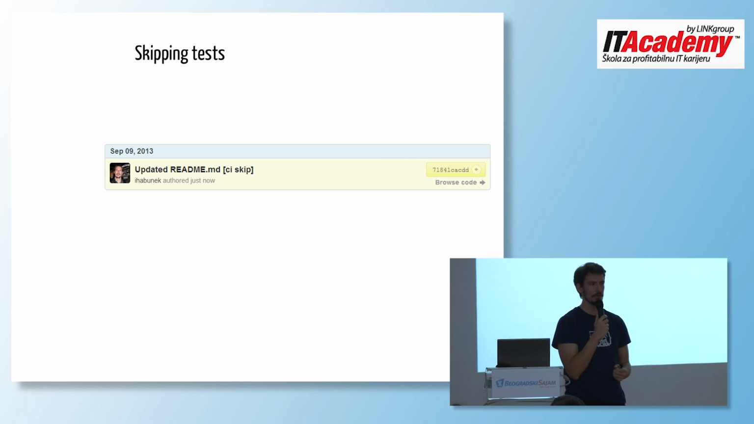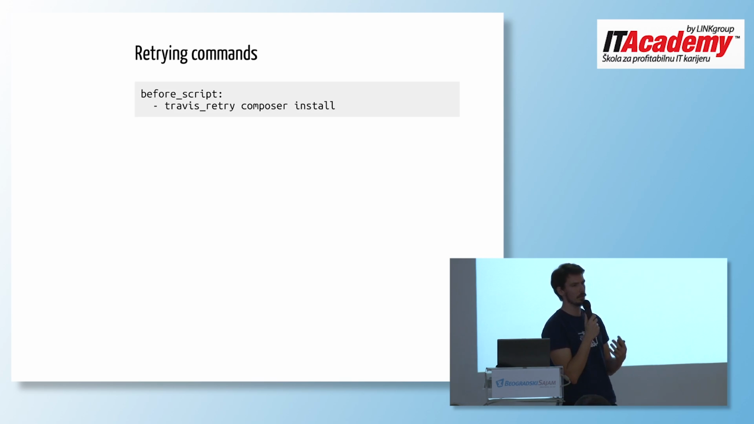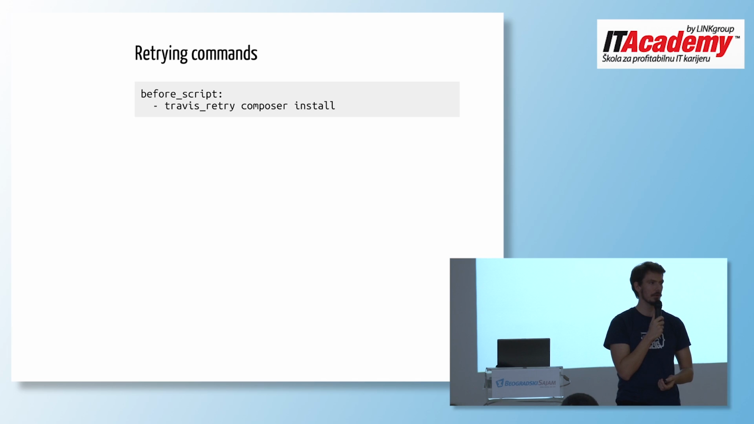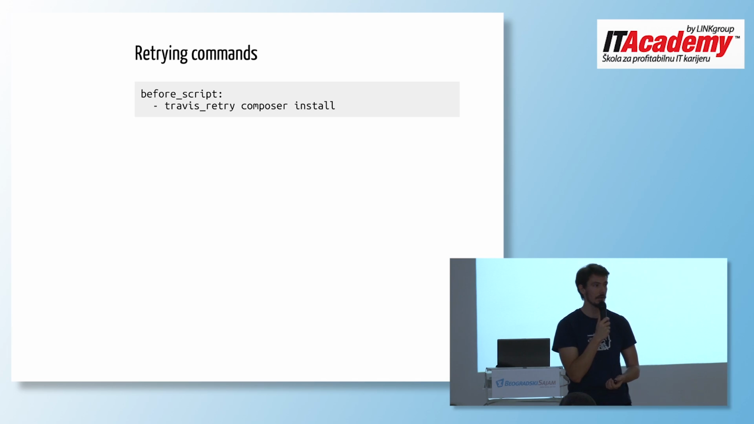Retrying. This is really cool if you have a dependency manager which tends to fail. At one point, Composer had problems and it failed every now and then. So you can use the Travis retry command in front of your Composer install. What this will do is try to run this command up to 3 times, and if it fails, it will just redo. It knows that it failed by checking the return status as in any shell script, so you can use it for your scripts as well if they return a proper return code.